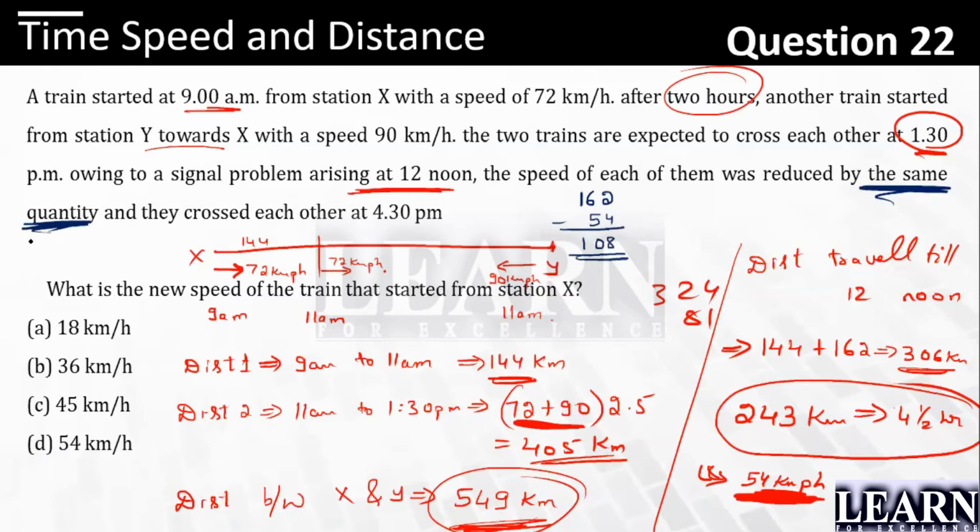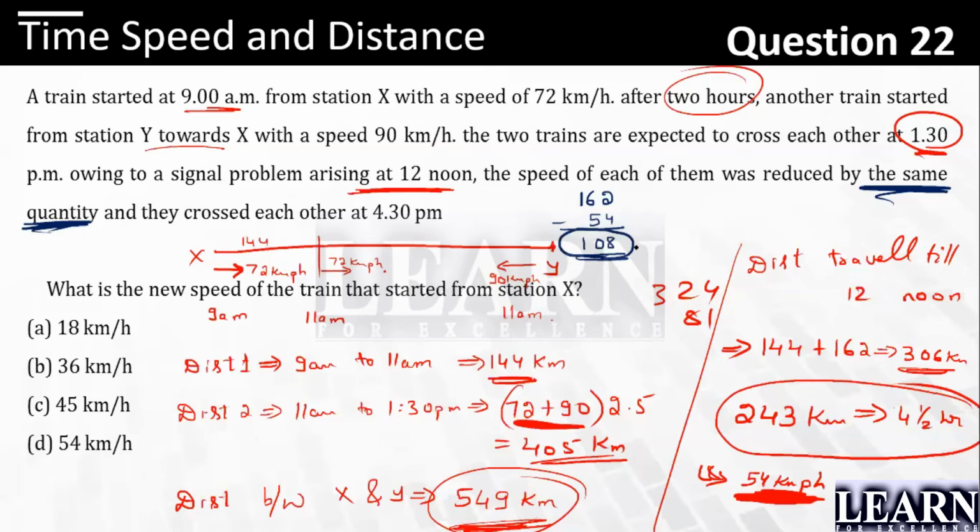Look here, there is a difference. They are reducing by the same quantity, not by the same ratio. Ratio is nothing but a 50% decrease, 50% decrease, 20% decrease, 20% decrease. But reducing by the quantity is 5 kilometer per hour decrease, 5 kilometer per hour decrease, 10 kilometer per hour decrease, 10 kilometer per hour decrease. That is the case. Now we got to know that it has been decreased by 108 kilometer per hour, right?